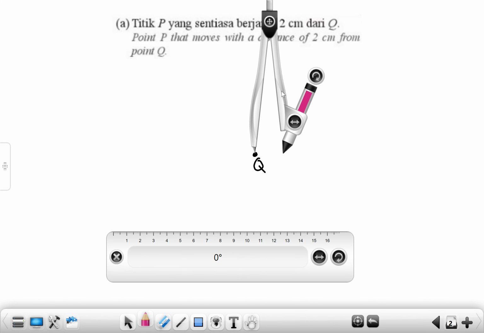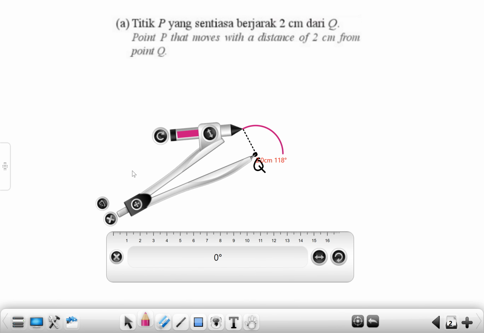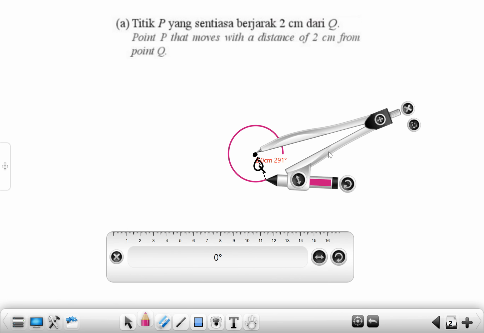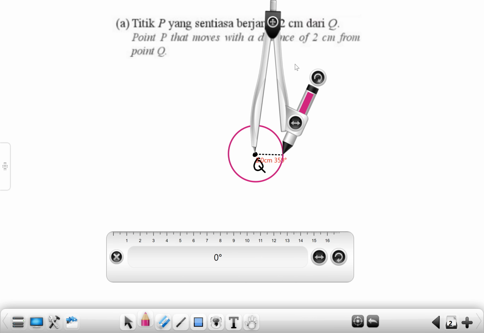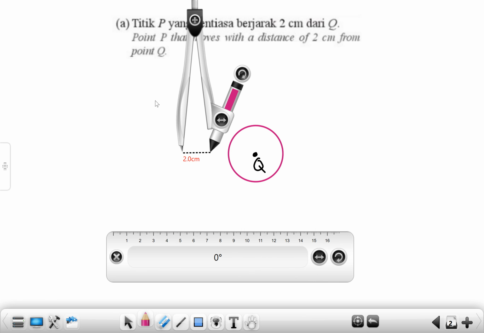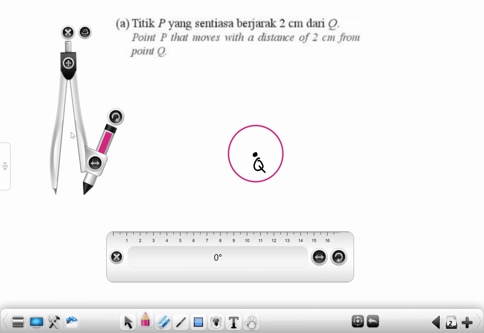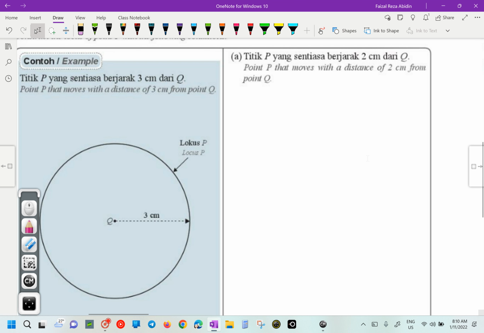What shape do we have over here? Yes, you are going to have a circle. Come again? 2 cm. Kecil kan? Ya, kecil. Yelah, this one on the screen. Okay, so get back to our Nilam book here. Okay, so I'm going to paste it over here. I'm going to paste it here.